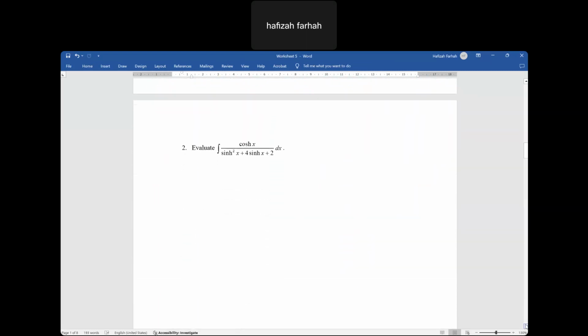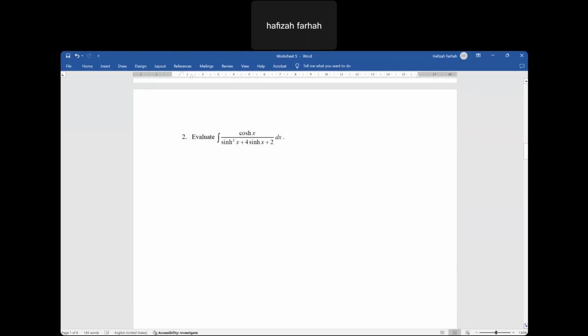Okay, next question. Evaluate the integral of cosh x over sinh squared x plus 4 sinh x plus 2. You notice here we have two different functions. Remember for integration, the first technique you need to consider is, yes, use substitution. If you look here, we can use substitution if we lack a function in the denominator, so that we can replace the derivative for the numerator.